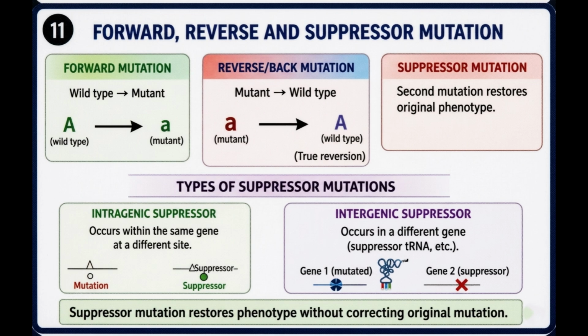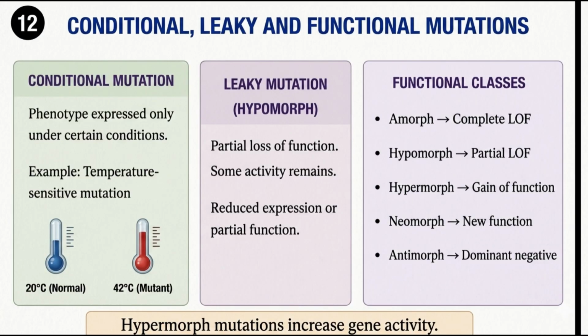directly. Suppressor mutations are of two types: intragenic suppressors and intergenic suppressors. Intragenic suppressor occurs within the same gene. Intergenic suppressor occurs in a different gene. A classic example is suppressor tRNA mutation, where altered tRNA recognizes stop codons and inserts amino acids, suppressing nonsense mutations.